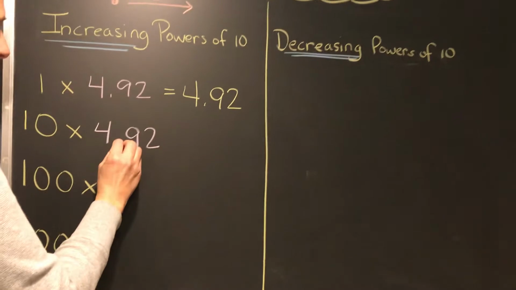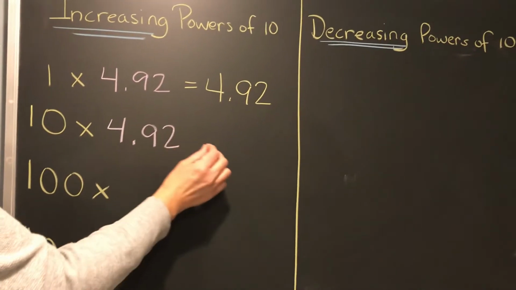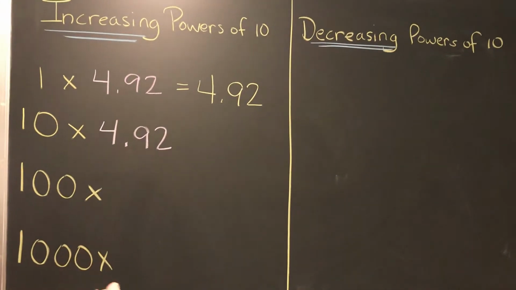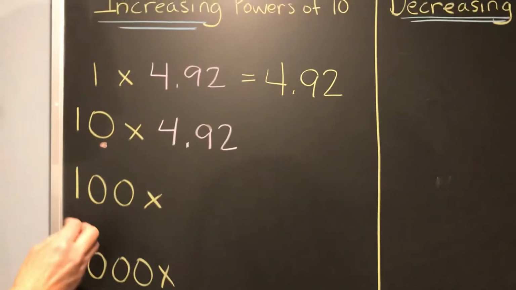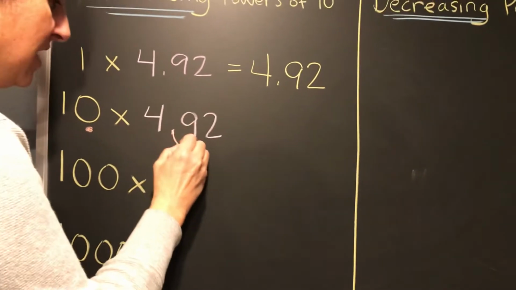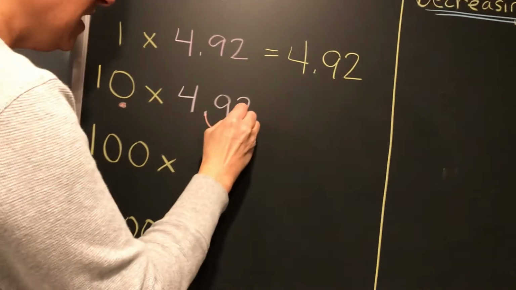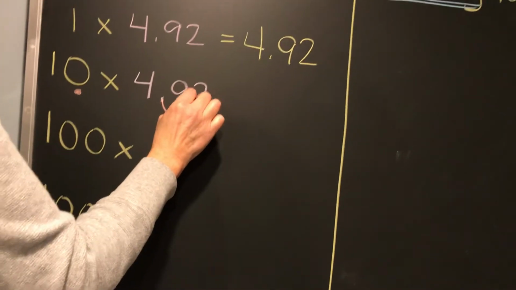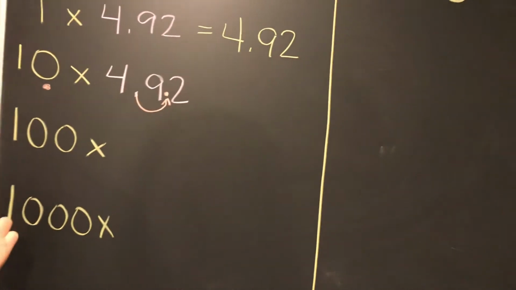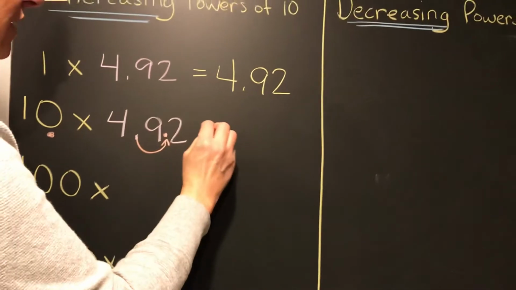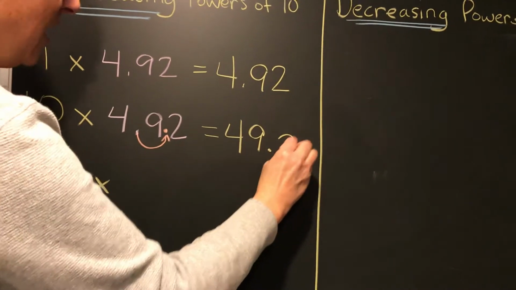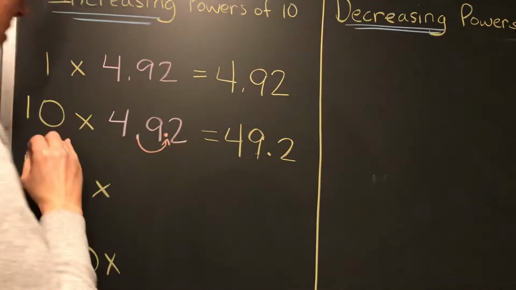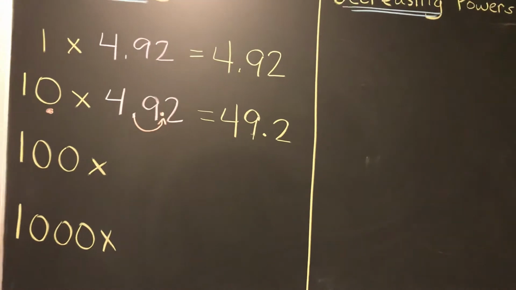So if we take this decimal point, we're going to move it to the right. How many places are we going to move it? Since there's 1 zero in 10, we know that it's going to get 10 times larger. So your decimal point is going to travel between the 9 and the 2. Your answer is going to be 49 and 2/10, which is 10 times larger than what you started with.